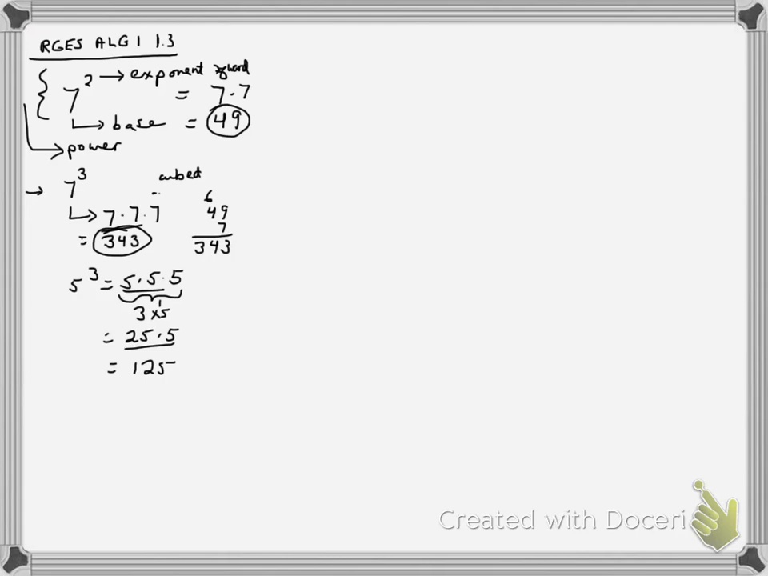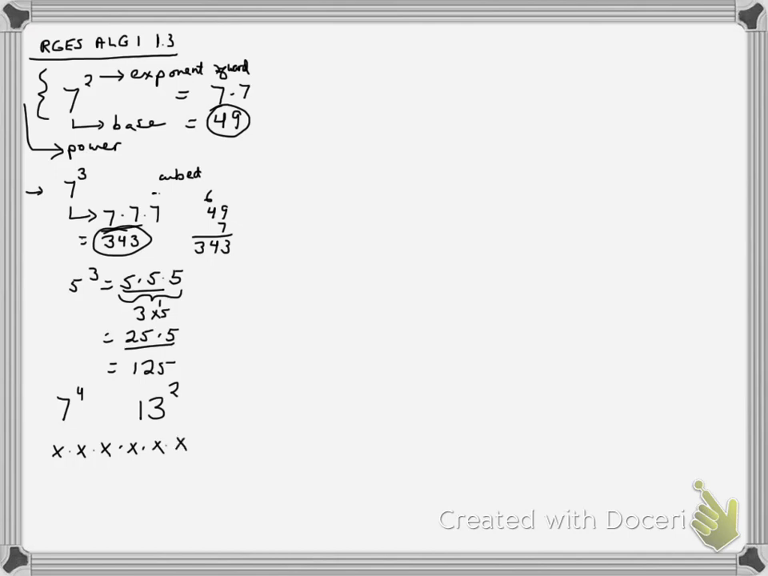What if I said write 7 to the 4th power? How would I write that? 7 to the 4th power. What if I told you to write 13 squared? 13 is my base, a 2 is my exponent. What if I told you to write this as a power?